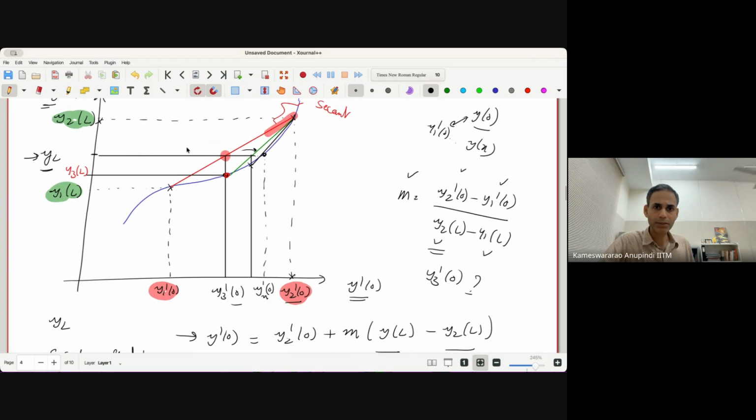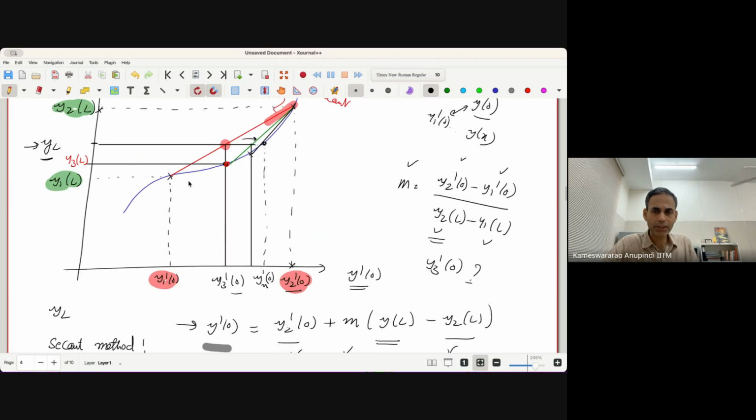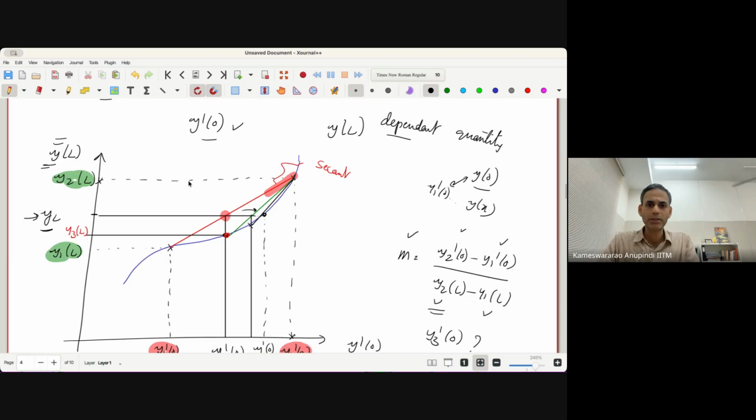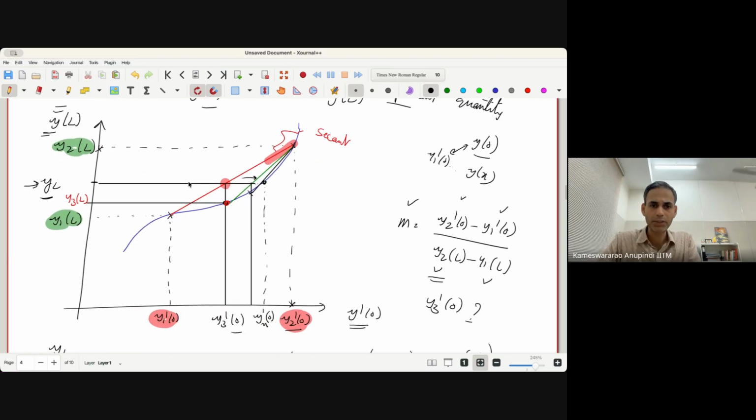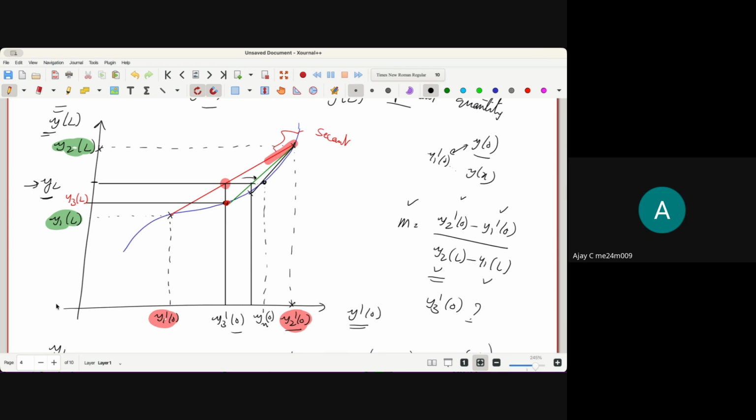Okay, is this algorithm clear before I write down the steps? Is it clear? Any questions? This is a little bit tricky, but I think if you followed me, it is straightforward. Questions on this? Sir, I have a question. Is it a necessity that y of L should be bounded between the two guesses?